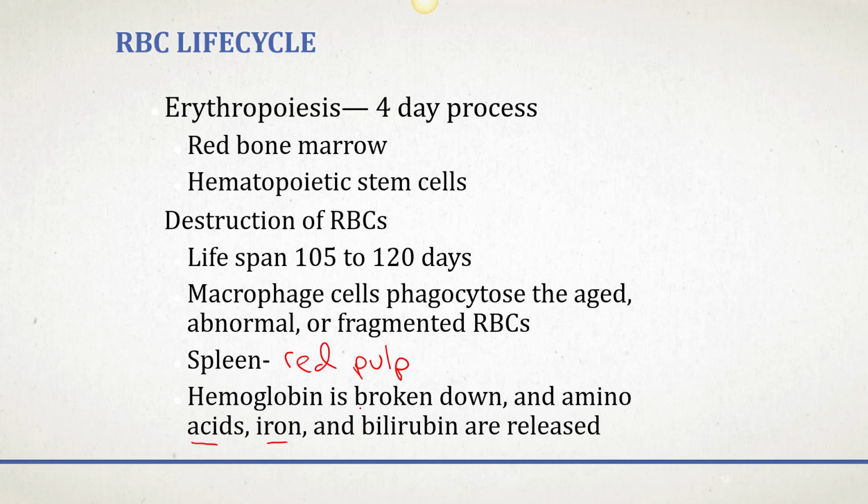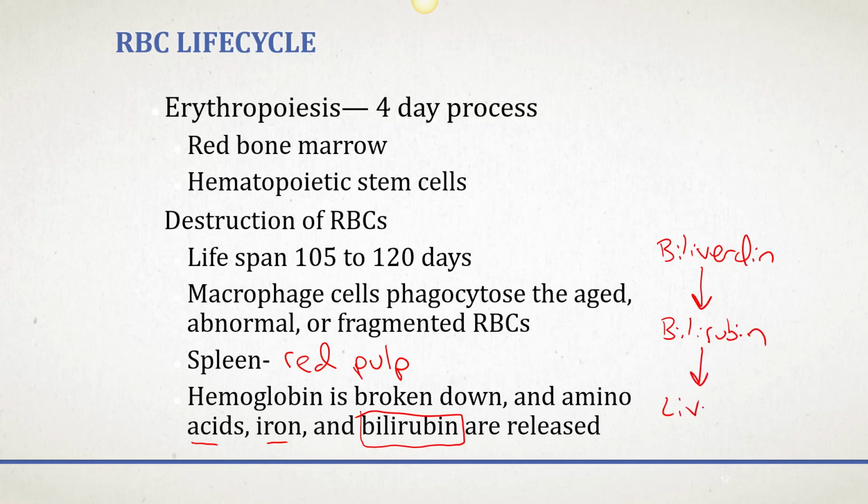And then this bilirubin. Hemoglobin gets converted to biliverdin first, and then eventually gets converted to bilirubin. Bilirubin goes to the liver to be processed. So it's eliminated eventually through the digestive tract as a waste product.